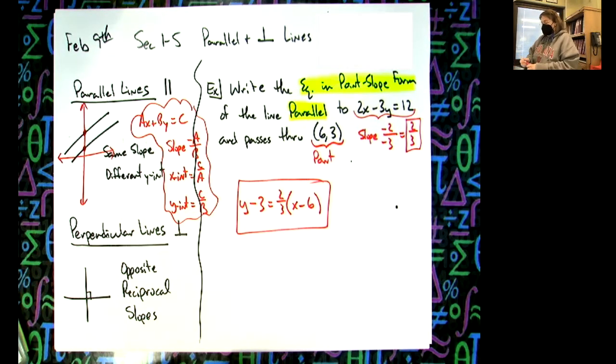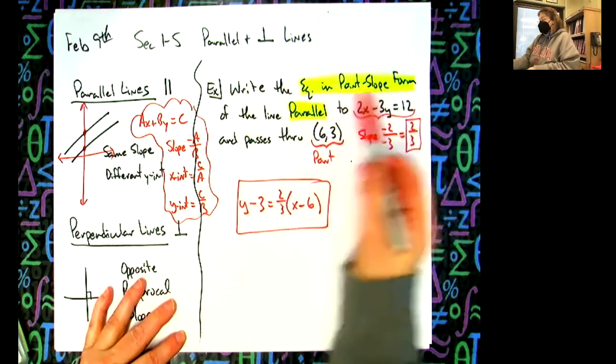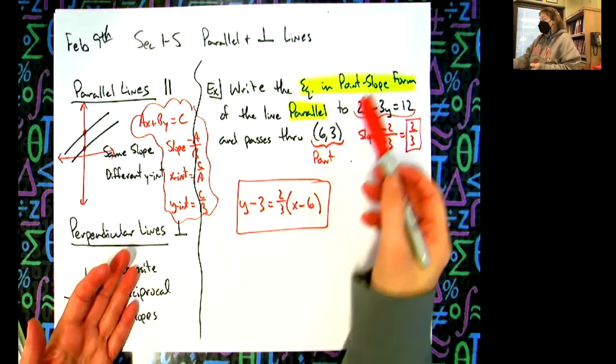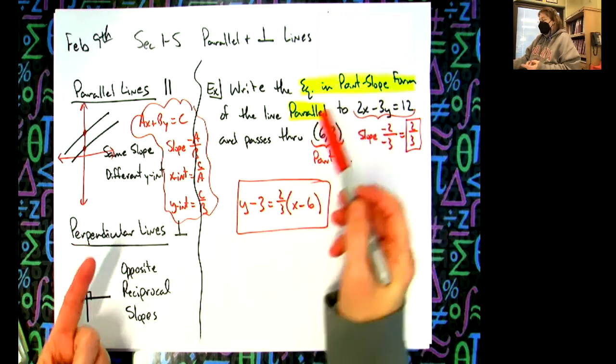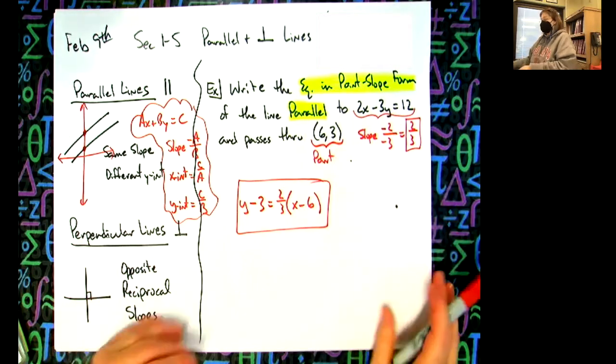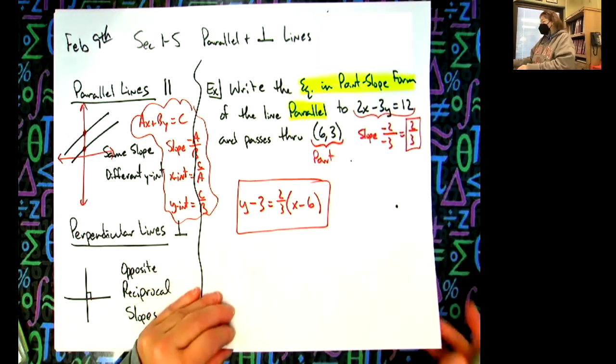All right, now let's do another one. Now, this is what the sentences are going to look like, okay? We're not going to write the sentence every time. They're going to probably tell you what form. They'll tell you parallel, perpendicular, and they'll give you some information, okay? So I don't want to have to rewrite that over and over.